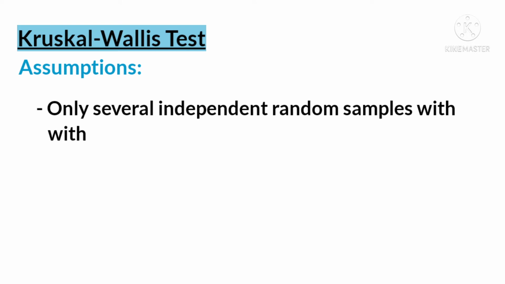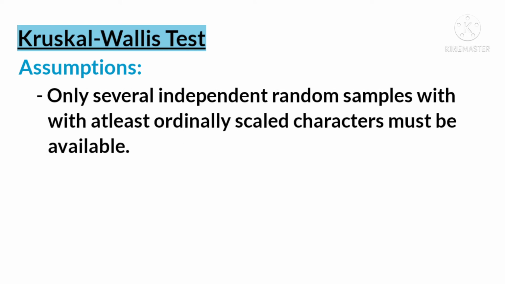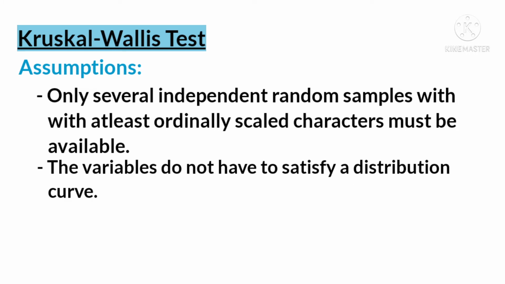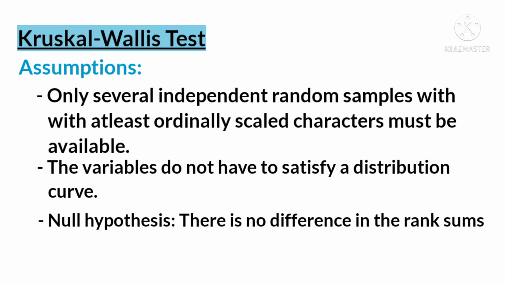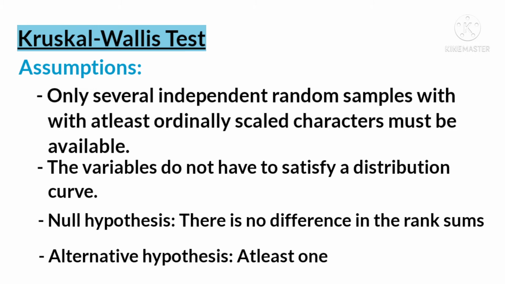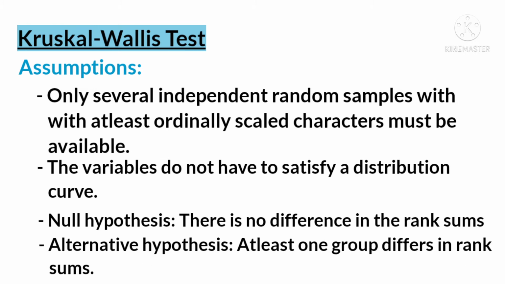Now, what are the assumptions in this test? First, only several independent random samples with at least ordinally scaled characteristics must be available. Second, the variables do not have to satisfy a distribution curve. And third, the null hypothesis: there's no difference in the rank sums. And the alternative hypothesis: at least one group differs in rank sums.